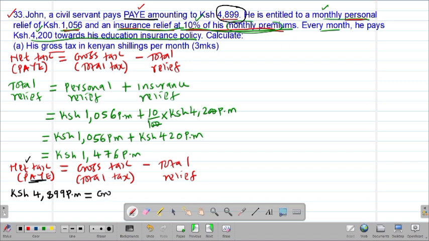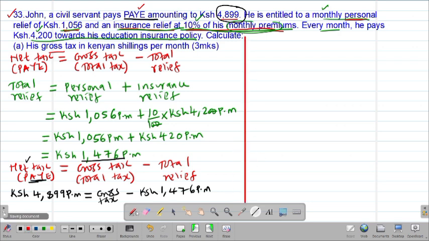So we'll have the gross tax, then minus the total relief. We already have the total relief, which is 1,476. So we have Kenya shillings 1,476 per month. So for us to compute the unknown, which is the gross tax, we're going to have the following. I'm going to take this value to the other side so that it becomes a positive.